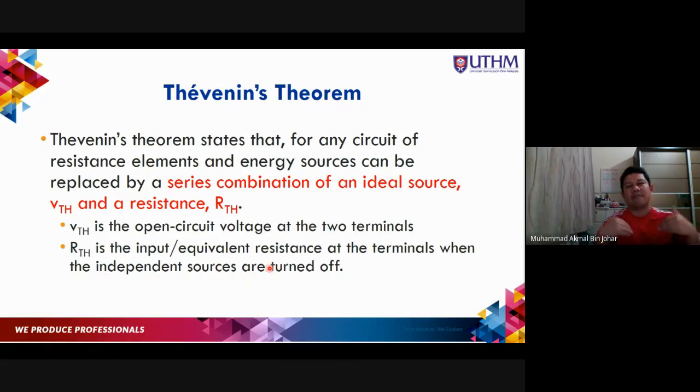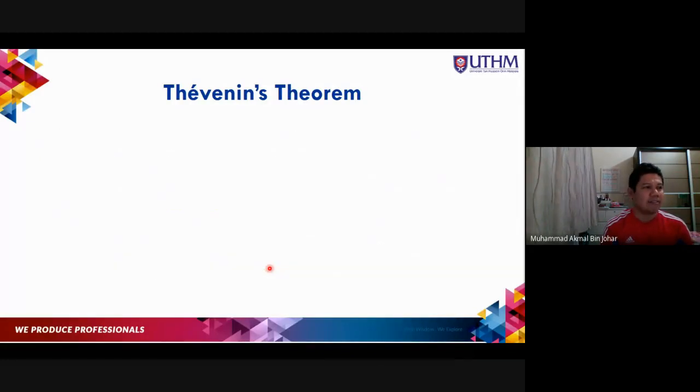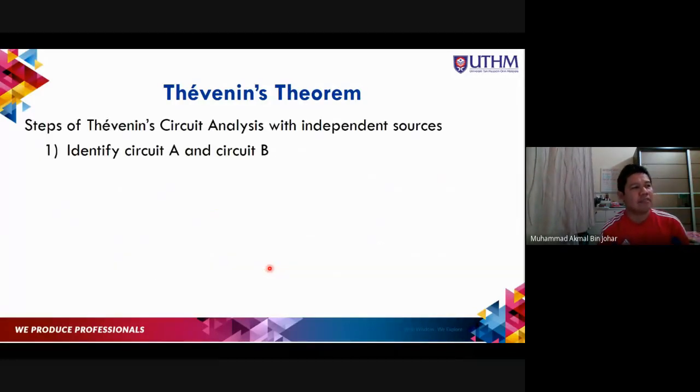So sama macam step-step atau teknik-teknik circuit theory yang kita pelajari sebelum ni, everything has their own steps to perform the analysis. Similar to Thevenin's, there are six steps of Thevenin circuit analysis with independent sources. The first one is to identify circuit A and circuit B. Okay, so you need to identify the circuit A and circuit B.